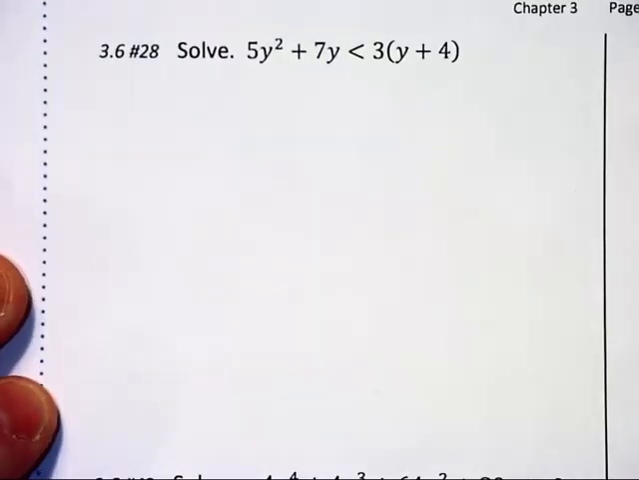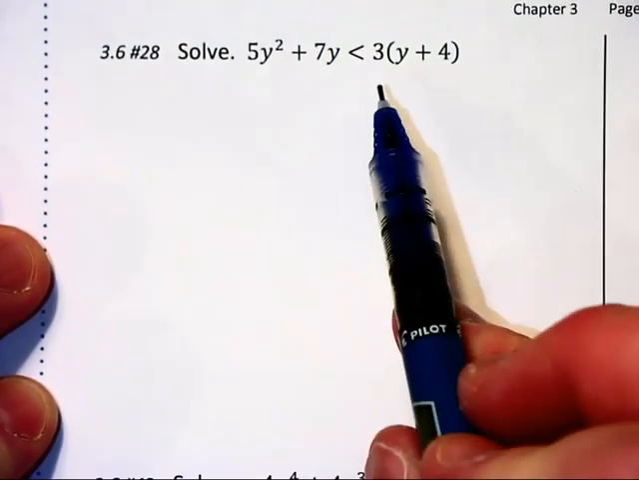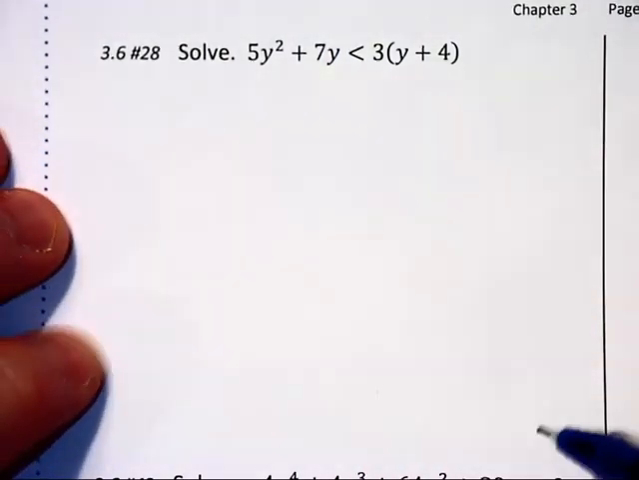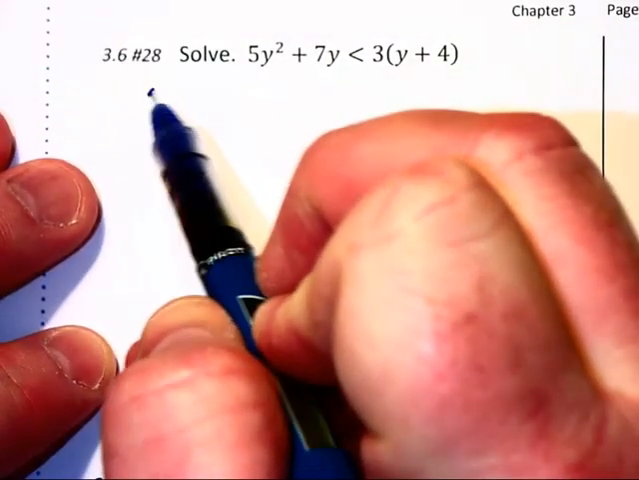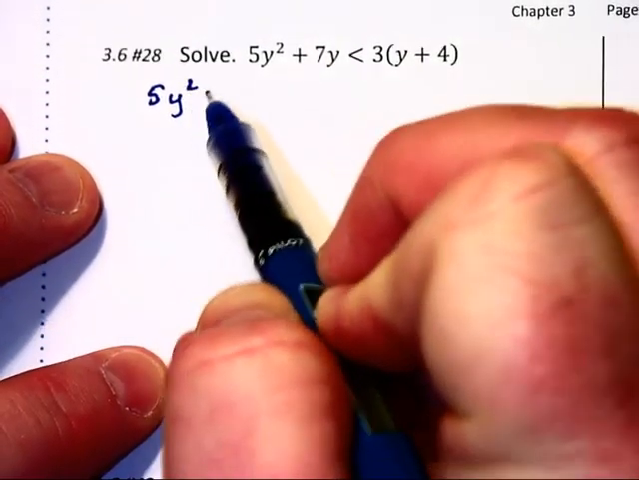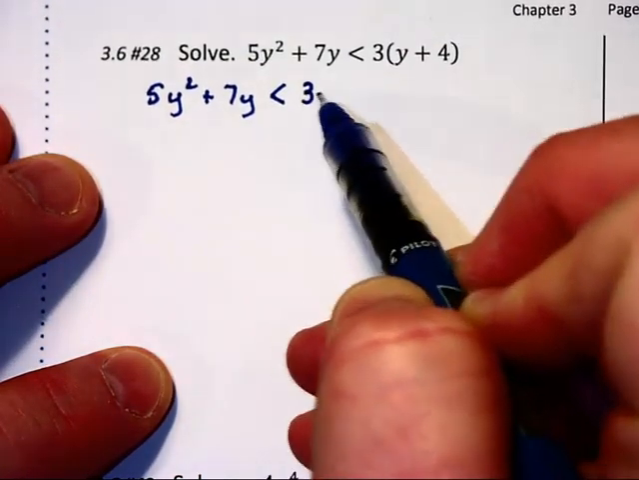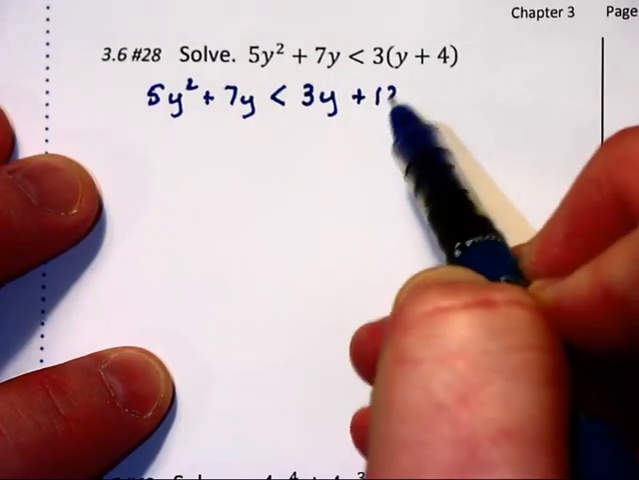Here we have another polynomial inequality, but it's not got 0 on the right hand side. So we're going to have to do a little bit of work on this first. The left side is going to remain 5y squared plus 7y, but on the right side we're going to distribute and have 3y plus 12.